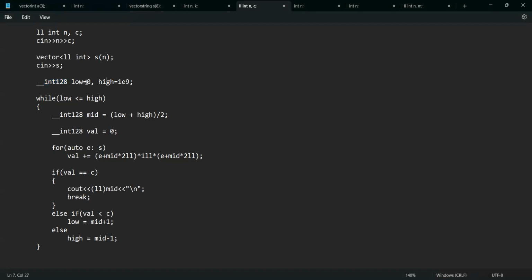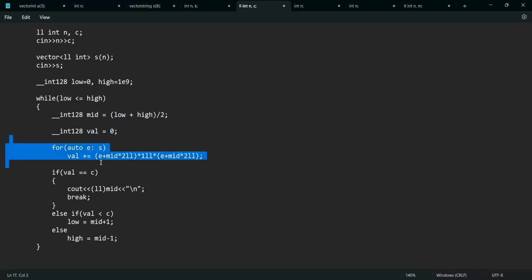But anyway, so low is 0 and high is 2e9. Then mid is low plus high by 2. And you don't actually require this in 128. You can work with long long also, because C is 1e18 also. You can check here, if this val actually turns out to be negative, that simply means you have a value more than C. But you'll have to check more than that, because sometimes it's possible that because of overflow, you got a value which is less than C, but it's not negative. So anyway, this is the mid and my value is 0.